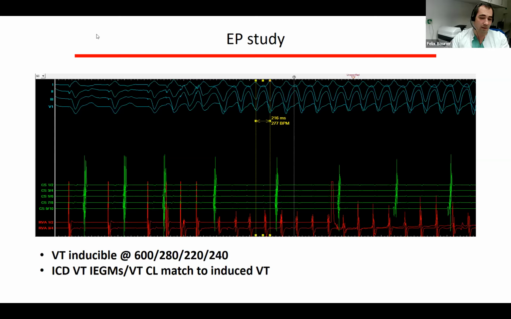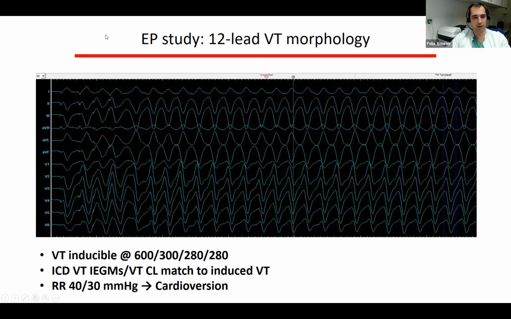And as we didn't have a 12-lead ECG documentation, because it was all done by the ICD at home, we at least could match those VTs with the IEGMs of the ICD and also the cycle length matched. So we were quite confident of having induced the clinical variant of the VT. Here you have the 12-lead morphology of it.